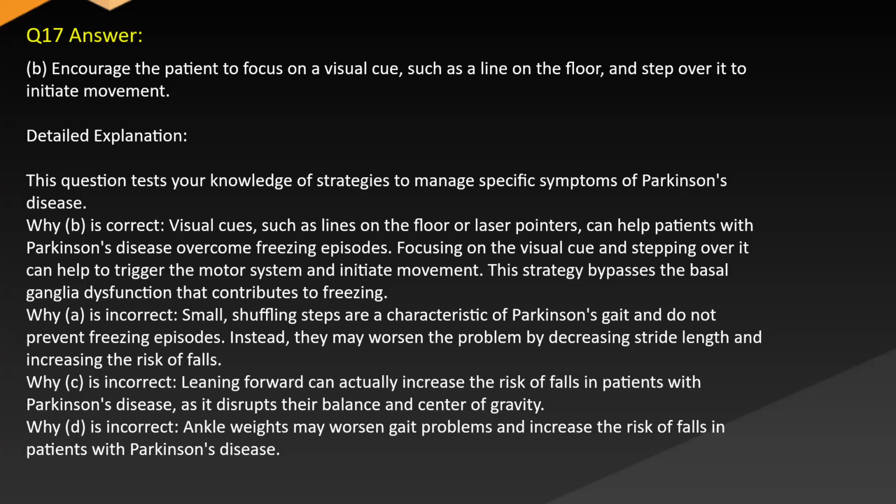A is incorrect. Small shuffling steps are a characteristic of Parkinson's gait and do not prevent freezing episodes. Instead, they may worsen the problem by decreasing stride length and increasing the risk of falls. C is incorrect. Leaning forward can actually increase the risk of falls in patients with Parkinson's disease, as it disrupts their balance and center of gravity. D is incorrect. Ankle weights may worsen gait problems and increase the risk of falls in patients with Parkinson's disease.